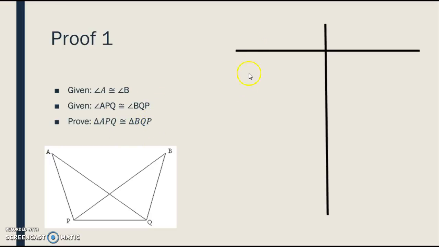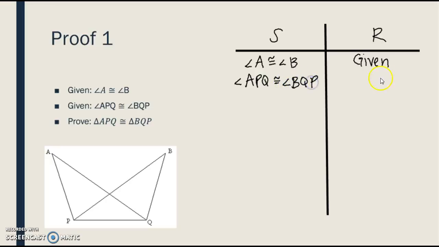Alright, so if I start my proof, on this side I'm going to have my statements, on this side I'm going to have my reasons, and I'm going to start with my givens. So I'm going to say angle A is congruent to angle B, and my reason is because it's a given. And then I'm going to say angle APQ is congruent to angle BQP because it's my given. Every single time you're going to start by writing your givens first.